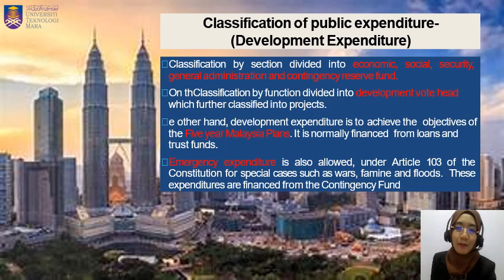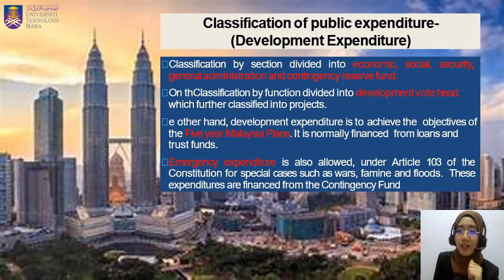Okay, this is development expenditure. The classification by sector is divided into economy, social, security, general administration, or contingency reserve fund. And by function, divided by development vote head, which is further classified into project as well. Same as OE, just that it is for the 5-year Malaysia plan.